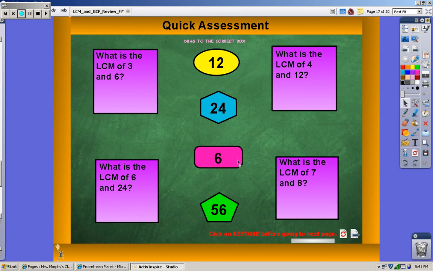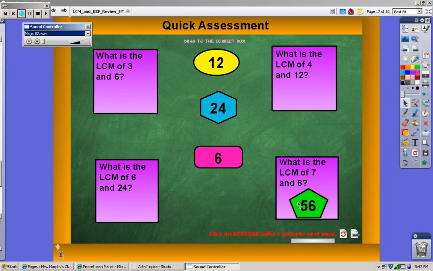The LCM of 3 and 6, the LCM of 4 and 12, 6 and 24, 7 and 8. I know right off the top of my head I'm going to do this one first. And the reason is that 7 and 8 both are very different numbers. So I know right off the top of my head by looking at this list, the largest multiple that I see here is 56, and it is a multiple of both 8 and 7. And 8 and 7 multiply together to give you 56. And 8 and 7's first multiple that they share is that number.